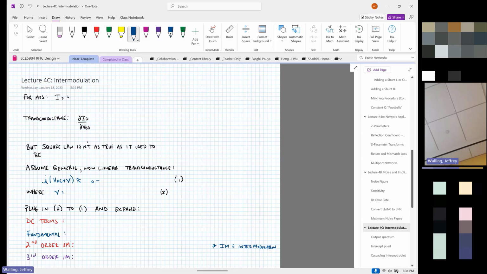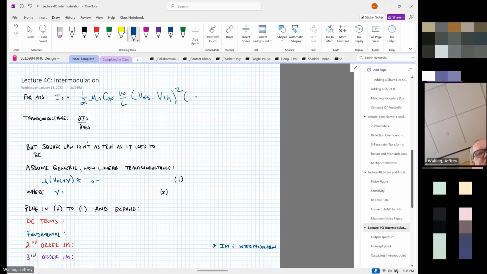All right, so for a MOS device, what is my relationship of current to voltage? Yeah, what is it? Quadratic. All right, 1/2 mu n Cox W over L times (VGS minus VTH) squared times (1 minus lambda times VDS).